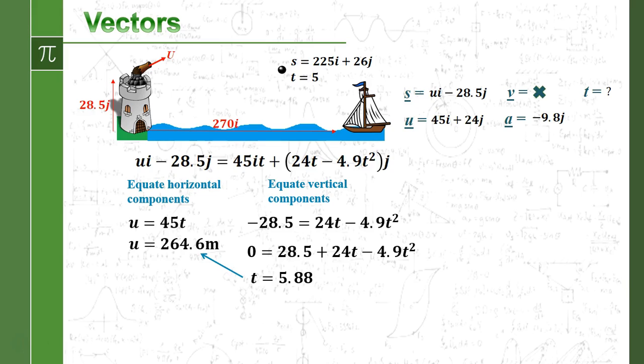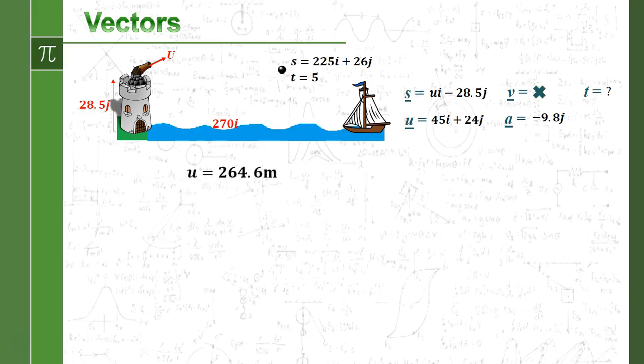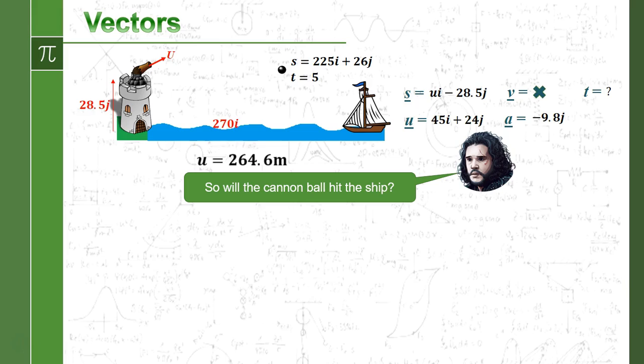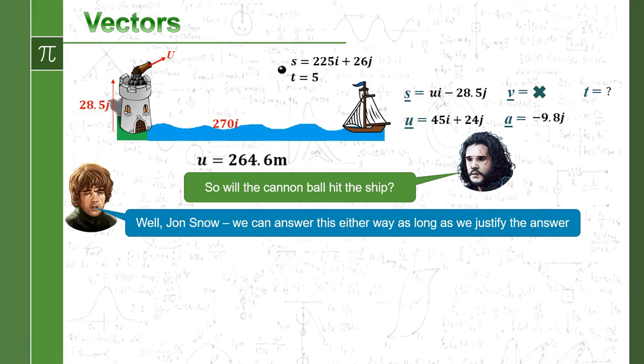Now, final thing we've got to do is answer the question, and the question was, will the cannonball hit the ship? Now, at the time I was writing these PowerPoints, I was watching Game of Thrones, about 10 years after everybody else was watching it. So there we go, we've got good old Jon Snow. Will the cannonball hit the ship? And who was the person who came up with all the answers and all the clever stuff in Game of Thrones? Clearly it was Tyrion, looking a little bit sleepy in that particular cartoon, but there you go.